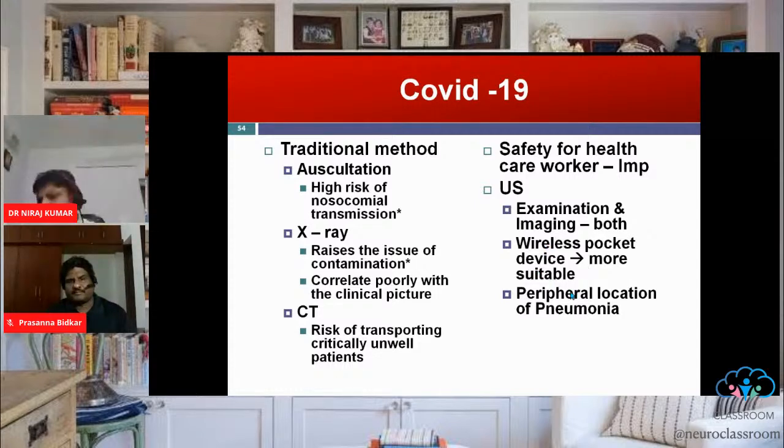It has been seen that most of the lung pathology in COVID patients is peripheral in location. So in these locations, ultrasound is very, very useful for detecting this lung pathology.